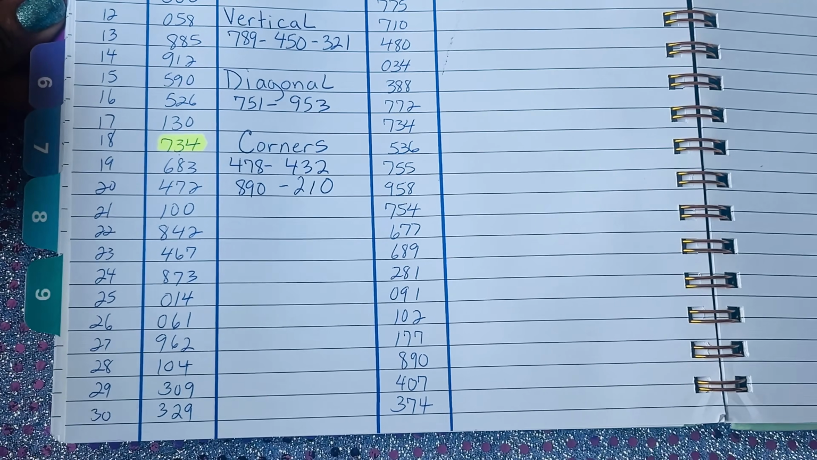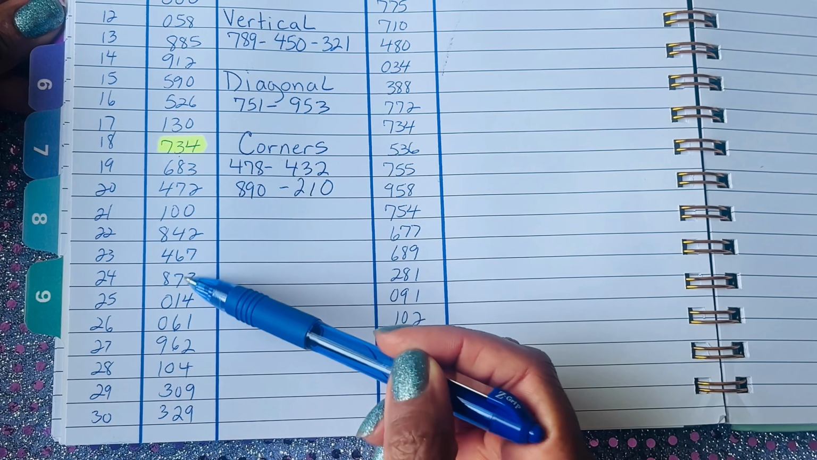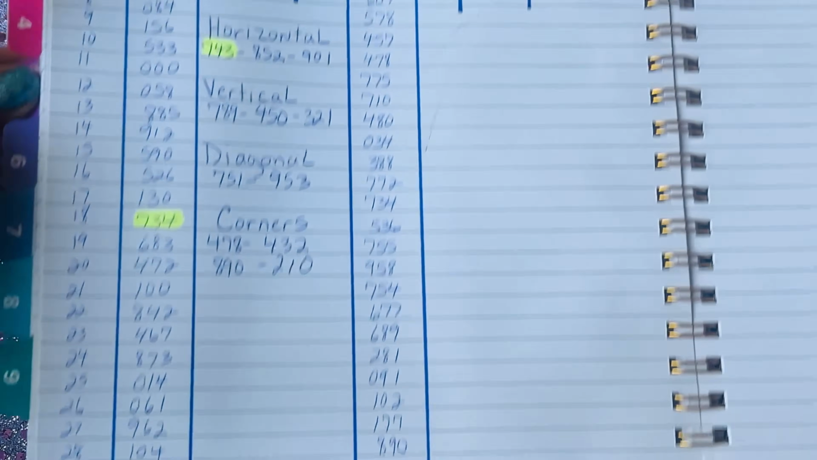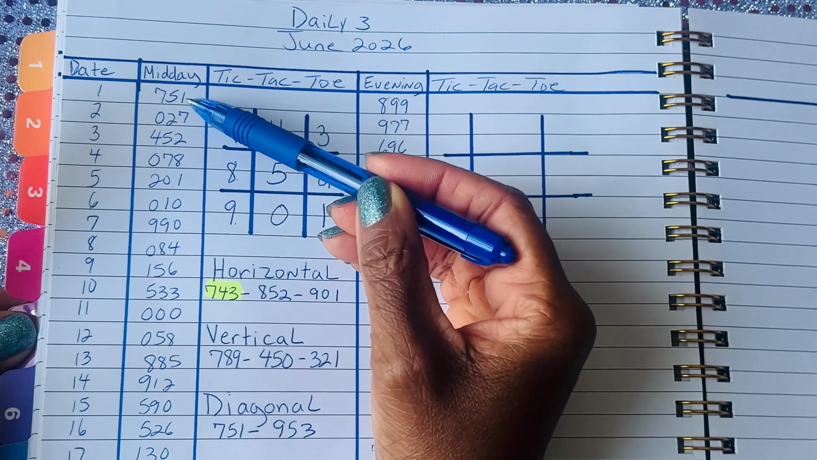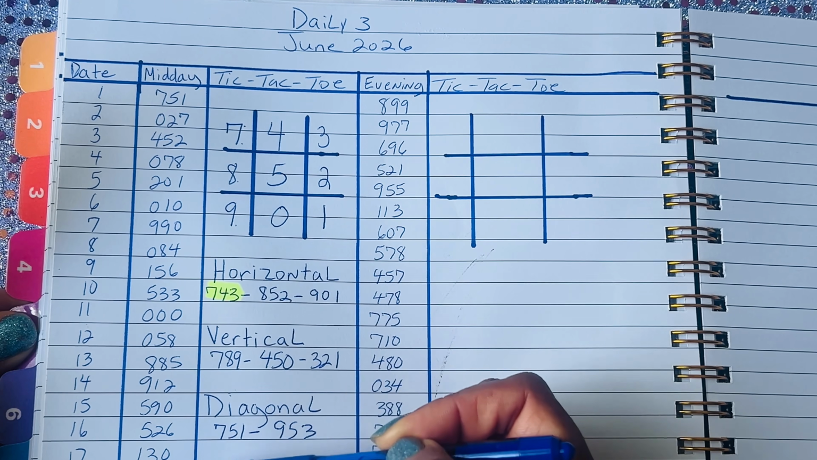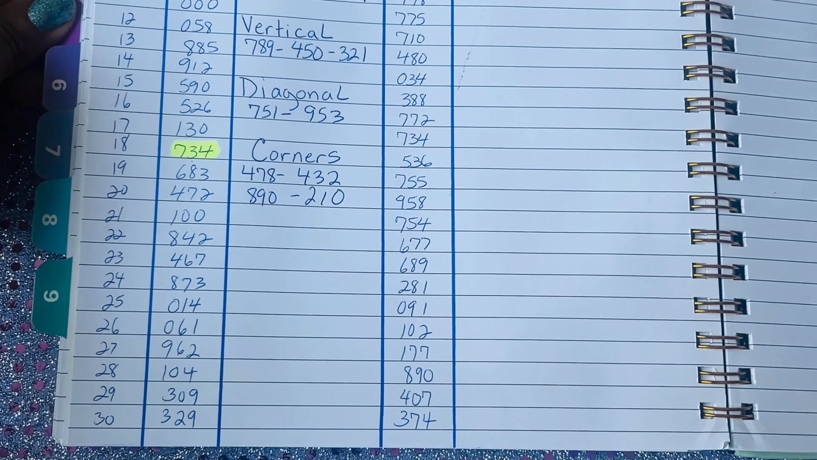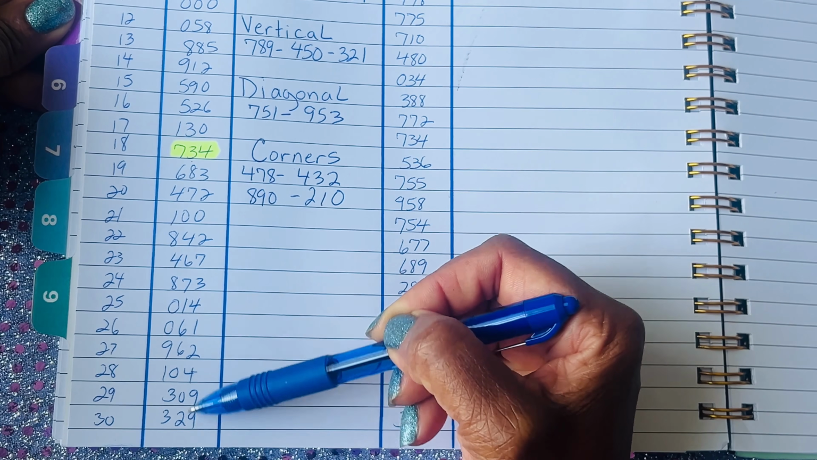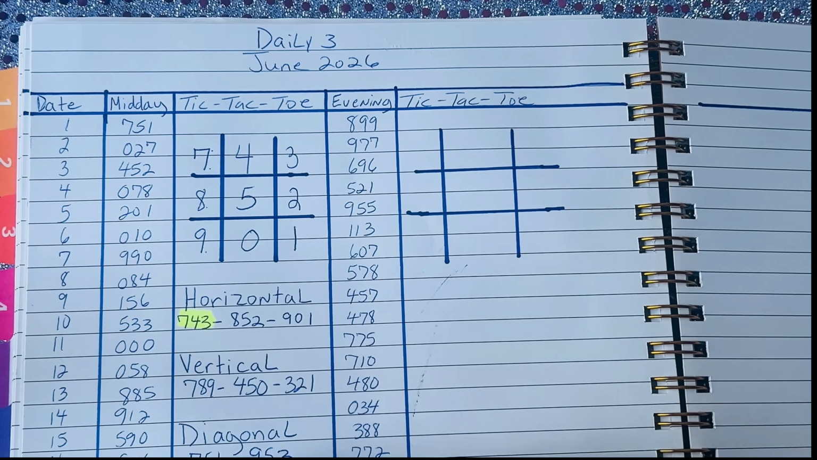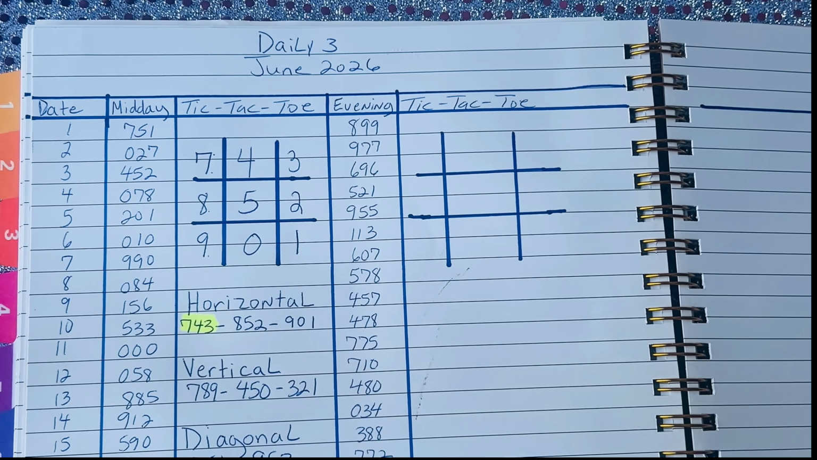So far, I do not see it. Looking at the bottom half, no, it's not there. Next number to look for is 321. I'm looking through the whole entire month of June for the midday, and I do not see 321. So I'm going to move on to the diagonal.